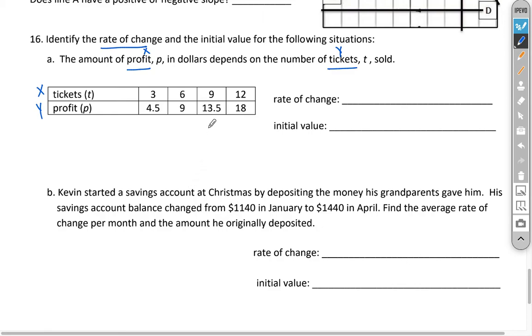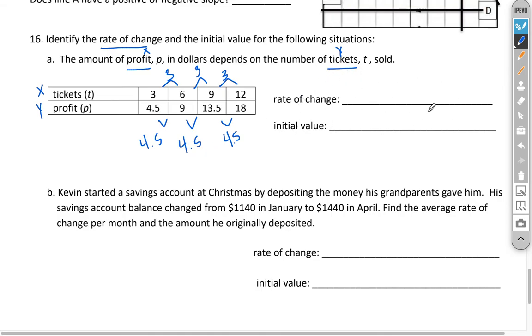So now we need to find our rate of change. Don't let the fact that this is a word problem throw you off. All we're doing is finding the slope just like we would of a regular table. 12 minus 9, 9 minus 6, 6 minus 3. All of these are going to be 3. Okay, 18 minus 13.5 is 4.5. 13.5 minus 9 is 4.5. 9 minus 4.5, 4.5, shocker. So our rate of change, remember, is y over x.